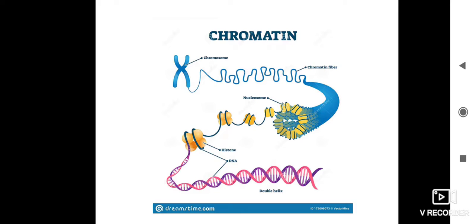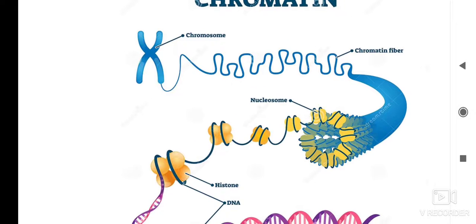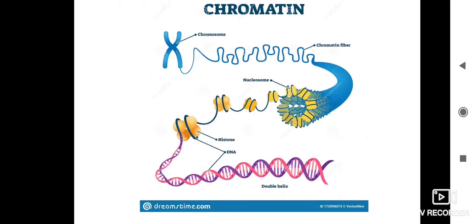This is the structure of chromatin. This is chromosome. This chain-like structure is chromatin. This chromatin is made up of nucleosomes. This yellow portion is the nucleosome complex. This nucleosome is made up of histones and this histone is wrapped with DNA. This nucleosome has a histone octamer and it is wrapped with DNA helix.